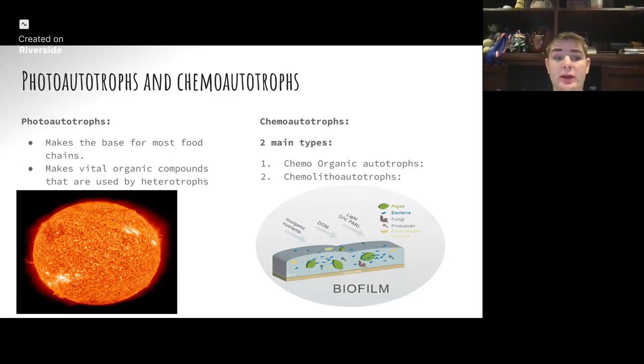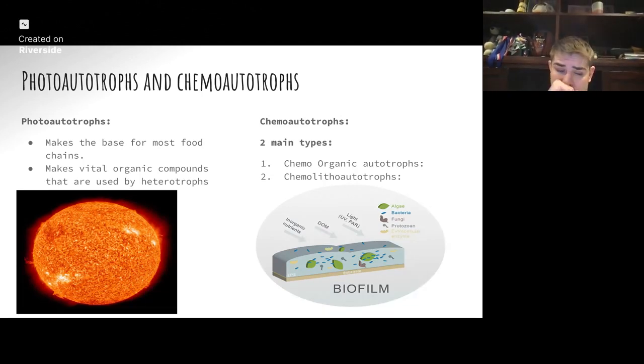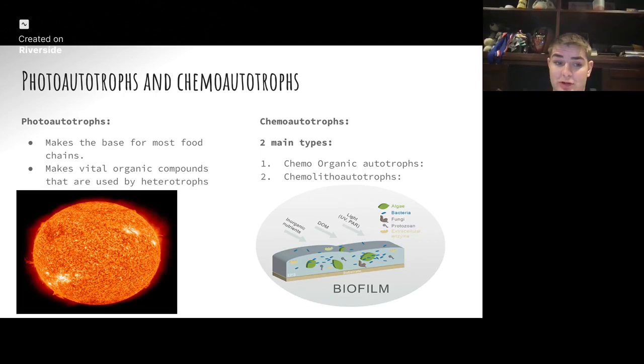So, two other types, photoautotrophs and chemoautotrophs. Photoautotrophs make the base for most of the food chains, and they make vital organic compounds that are used by heterotrophs.